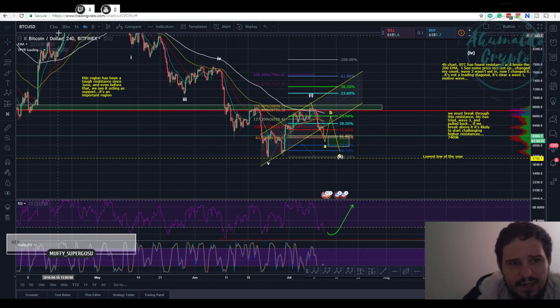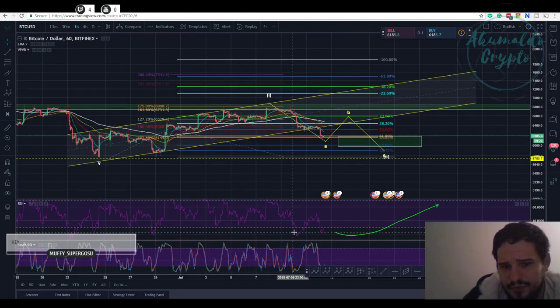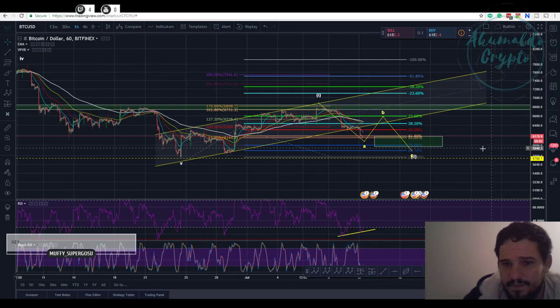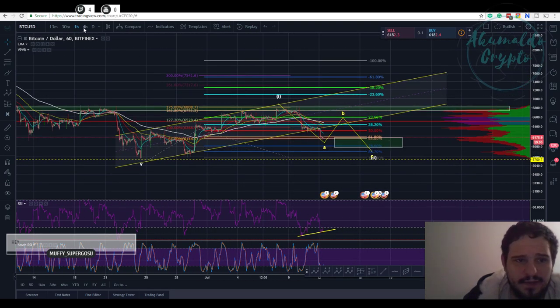We have an RSI bullish divergence here, see? A lower low here, a lower low, but the RSI is showing a divergence. You have this here, as not a really strong divergence. Let me take this out here, just for a sec. Okay, this is my bullish count.